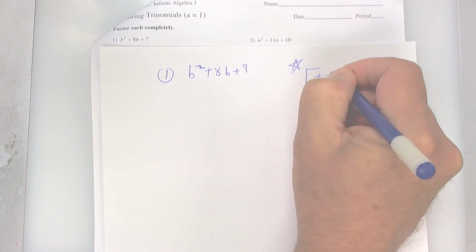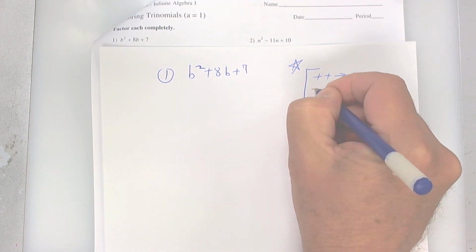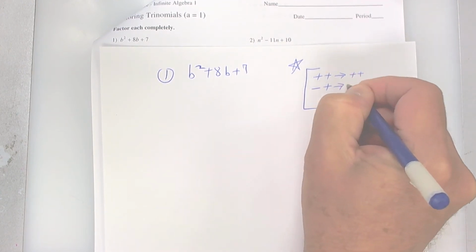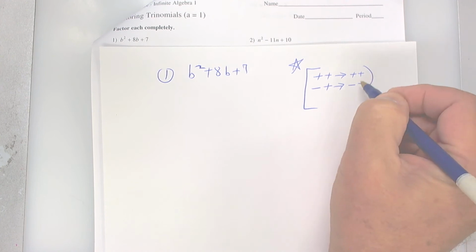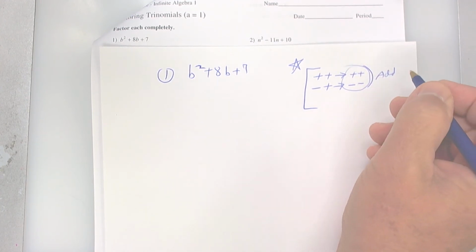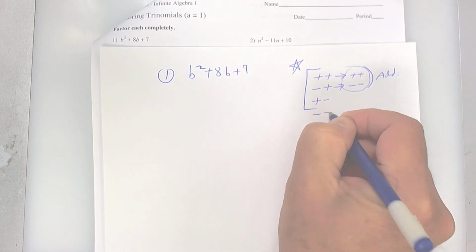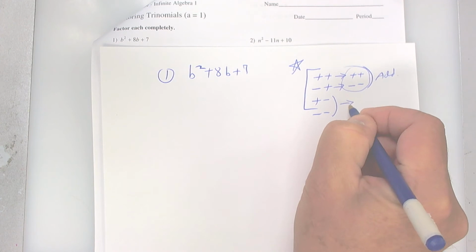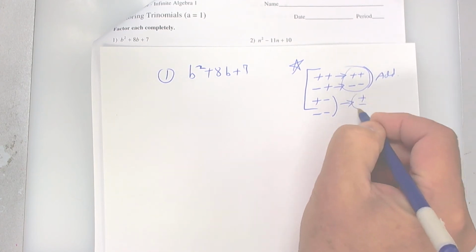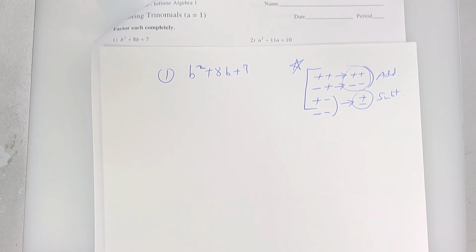So if it's a plus and a plus, it will yield a plus and a plus. If it's a minus and a plus, it will yield 2 minuses. Either one of these you would add to get the middle term. However, if it's a plus and a minus, or a minus and a minus, you're going to end up with a plus and a minus, and you're going to subtract. So copy that down, and the sooner you memorize that chart, the easier it's going to be.